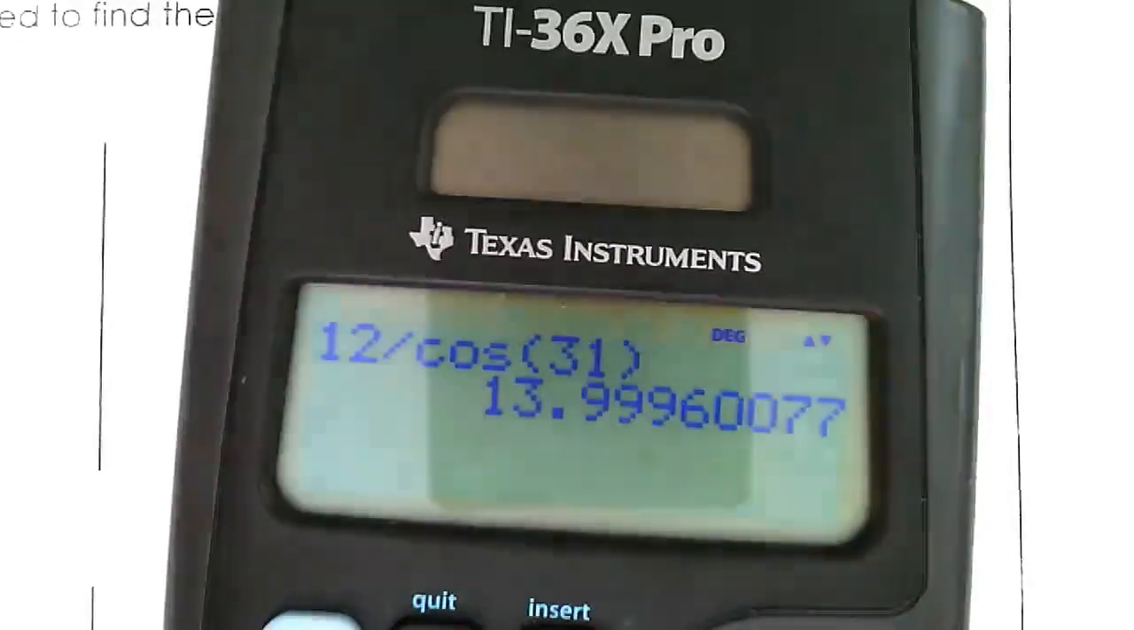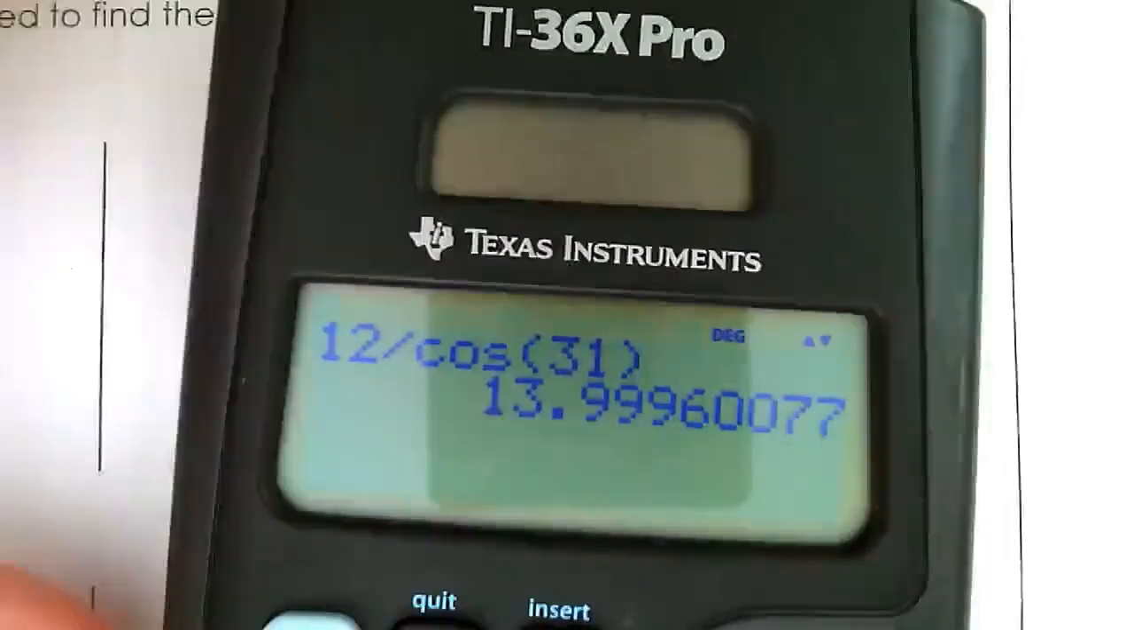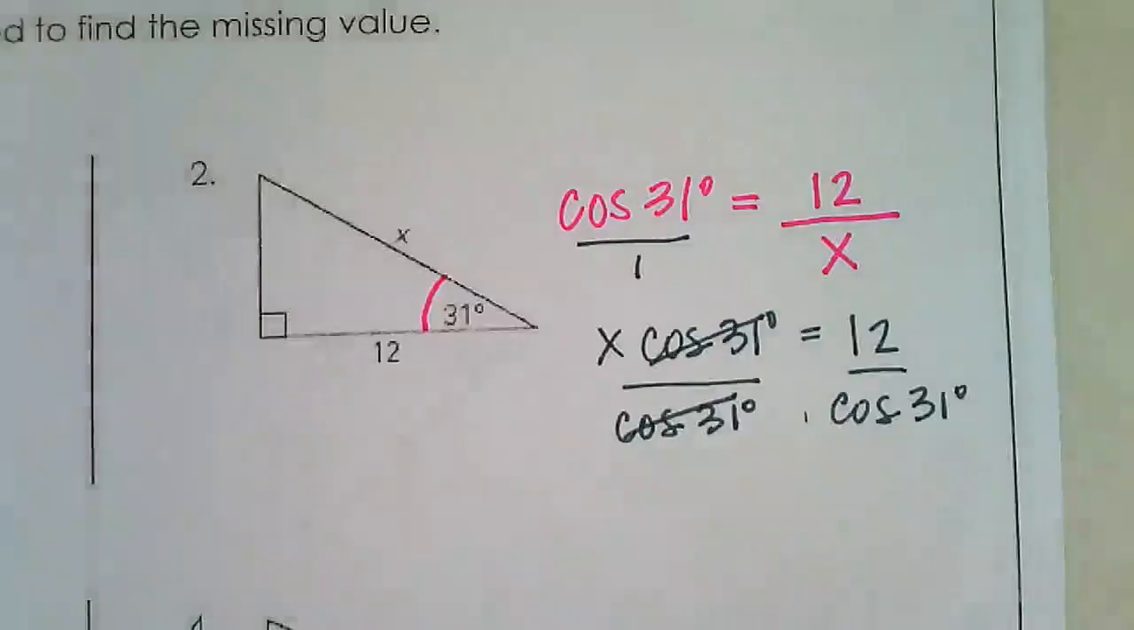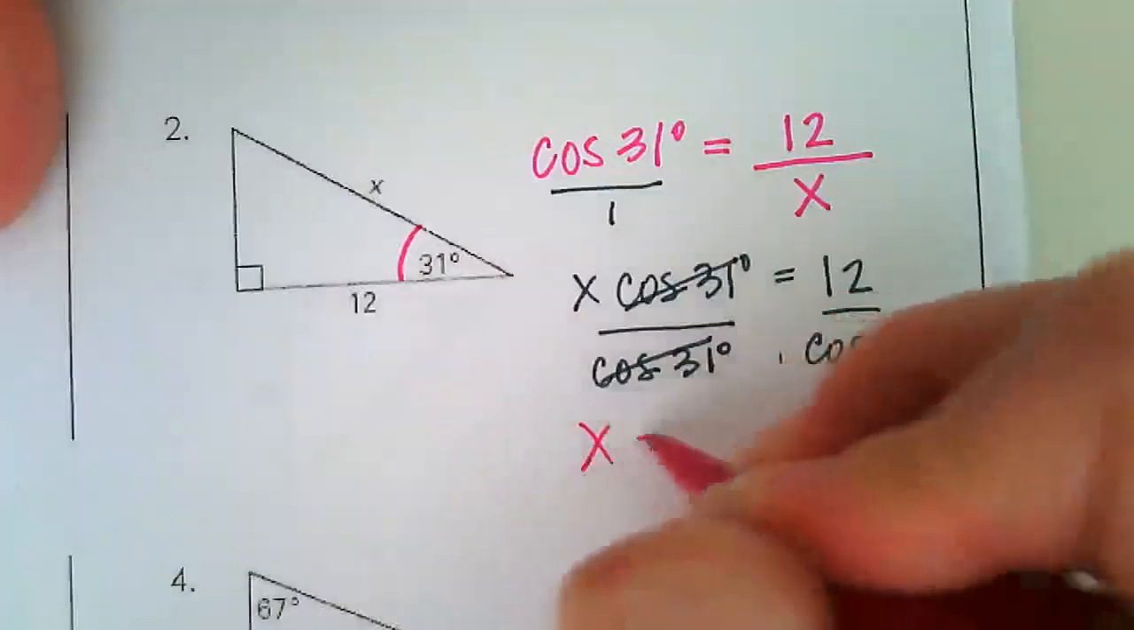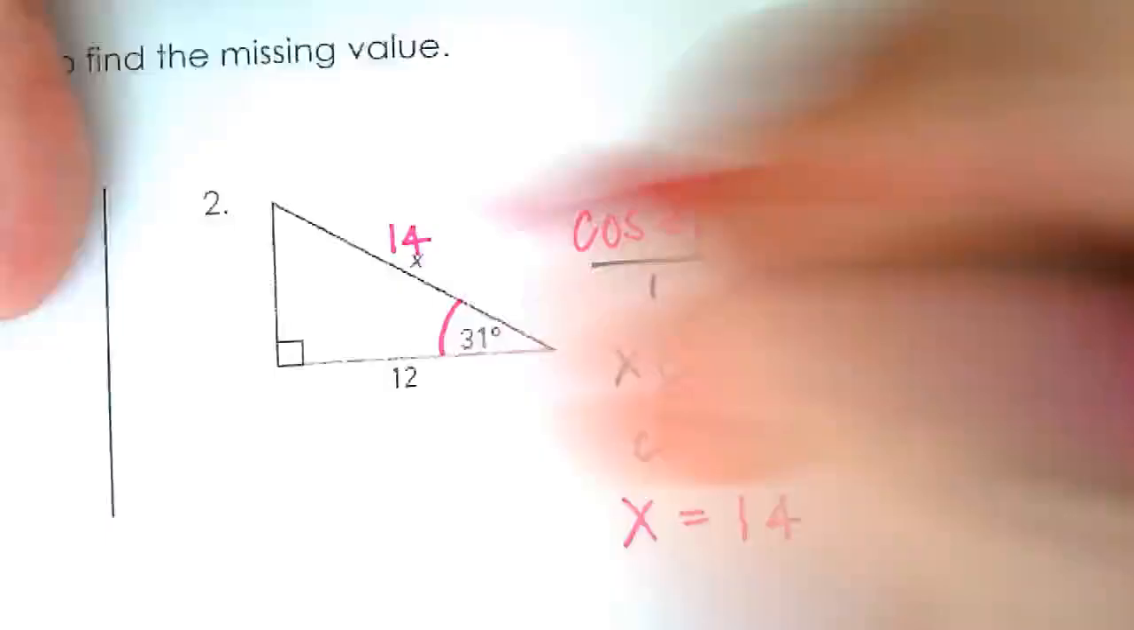Hit enter, and I think we can go ahead and round this one to 14. Normally we go to the nearest tenth, but this one is 0.999, so I'm saying we can say this one is 14. So x equals 14. So we know that the hypotenuse is 14.